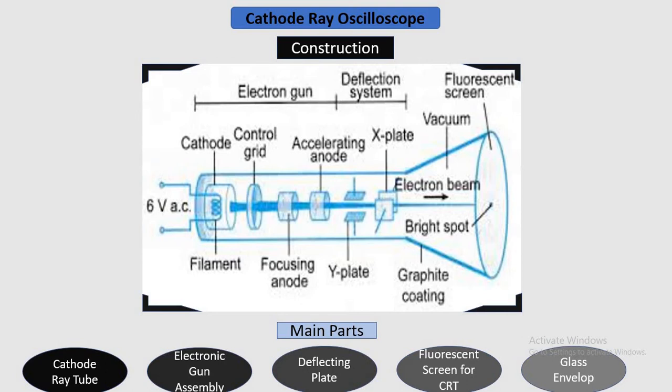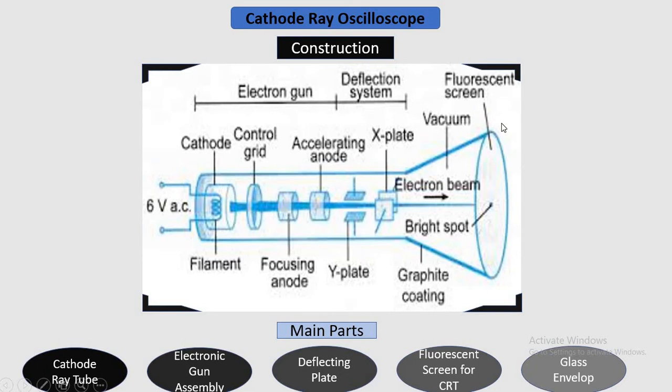The vertical deflection plate moves the beam up and down, and the horizontal plate moves the electron beam left to right. These movements are independent of each other, and hence the beam may be positioned anywhere on the screen. So these are the horizontal and vertical plates.